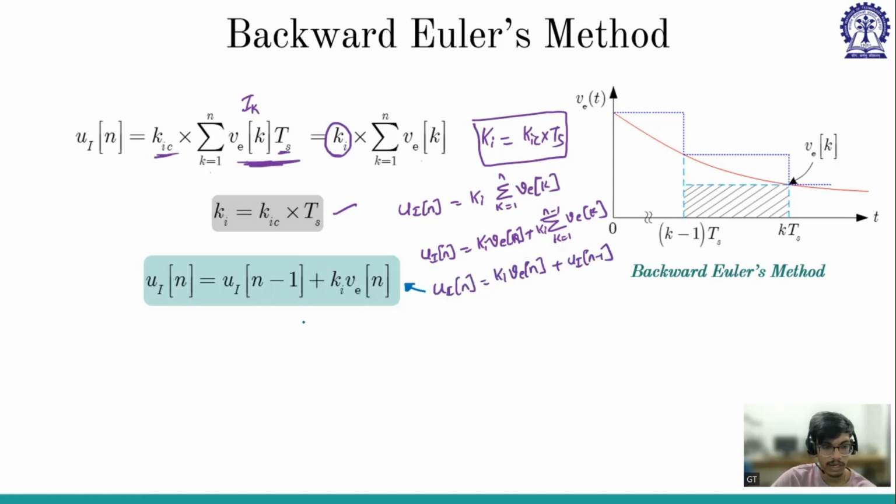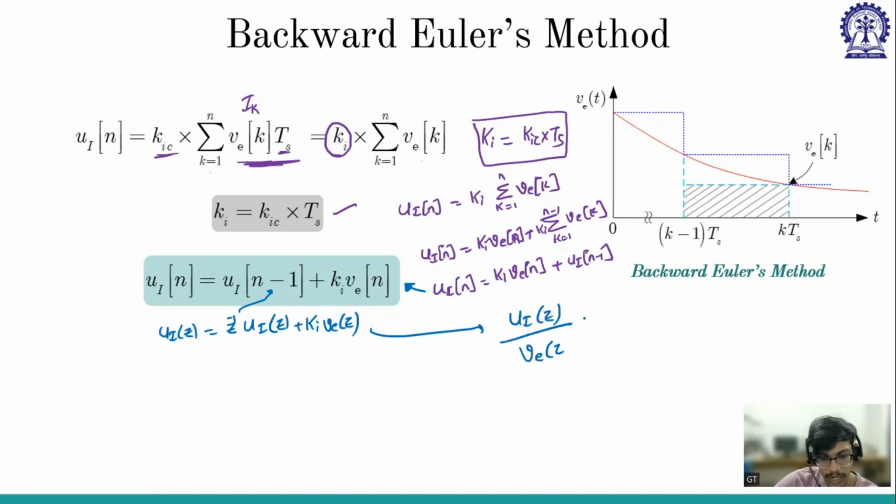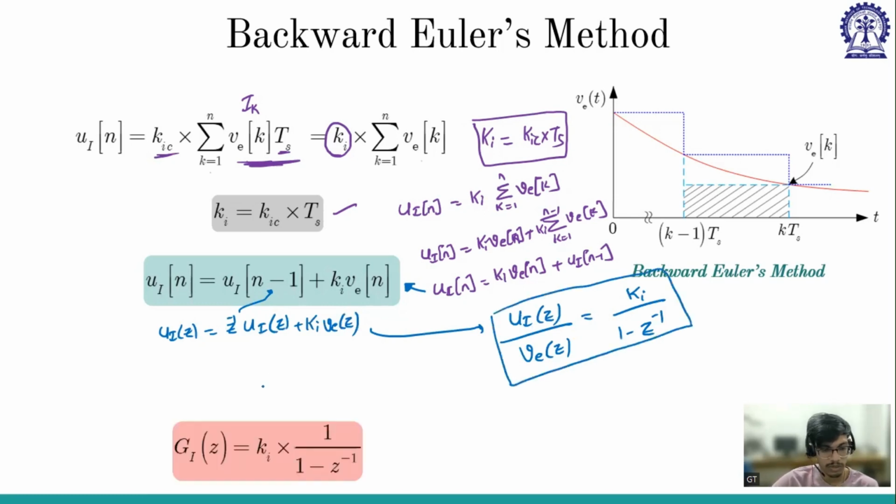So why am I writing this equation? Because if I apply the Z transform, I will get UI of Z is equal to Z inverse into UI of Z, because Z inverse is coming because of this delay, plus Ki into V of Z. Now if I write UI of Z by V error of Z from this expression, I will get Ki by 1 minus Z inverse. So I have written it in iterative form so that I can apply the Z transform and get the necessary transfer function. So from this we apply the Z transform and we get this transfer function. Sir, I understood how you made it into iterative form. Yes, fine.